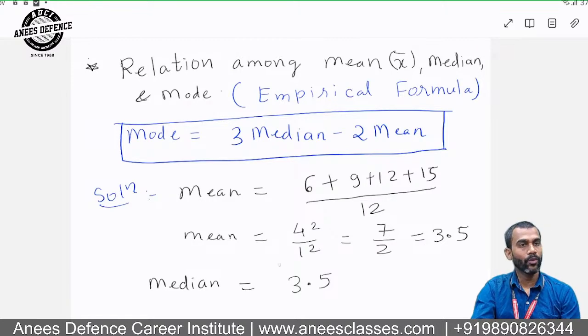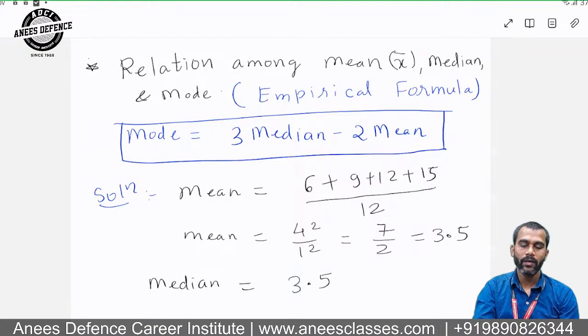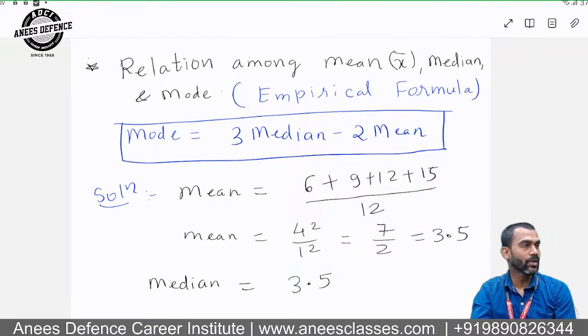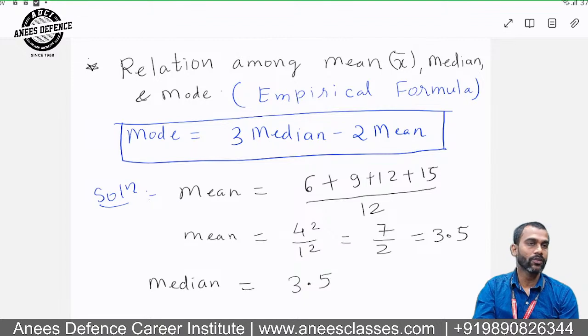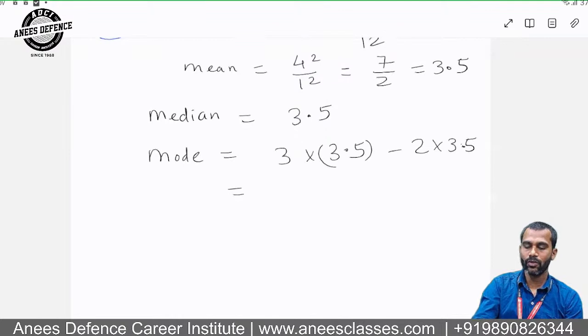So, one more property. If mean and median are the same, mode would be equal to that value. Why? Because mode is 3 times x minus 2 times x, since mean and median are both the same here. So mode would be 3.5. And this is also called symmetrical data, when mean, median and mode are the same. So mode would be equal to 3 into 3.5 minus 2 into 3.5, that is 3.5. Yes or no?